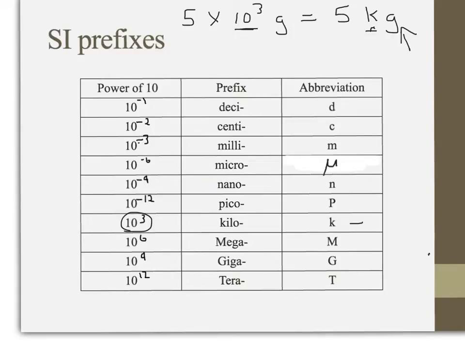Now, if you remember from engineering and scientific notation, 10 to the negative 1 is the same thing as 1 over 10 or 0.1, and that can be replaced with the prefix deci. The abbreviation is a small d. Or 10 to the negative 2 is 1 over 100, or 0.01, which is a centi. 10 to the negative 3 is 0.001, or milli, and so on. So 10 to the 3 is 1,000. So this is 5 times 1,000 grams, or 5 kilograms.